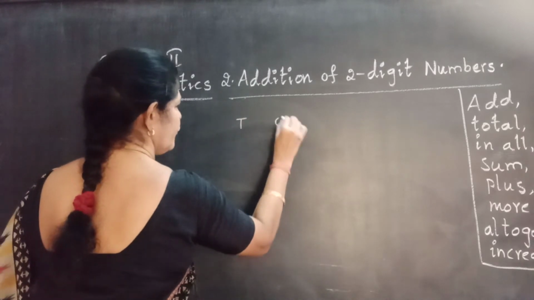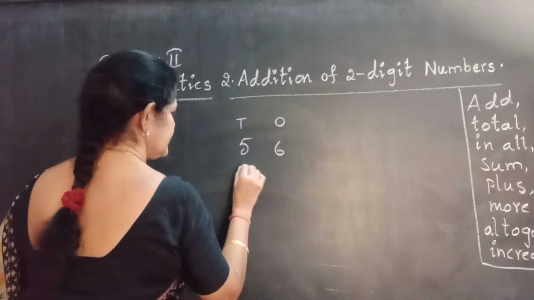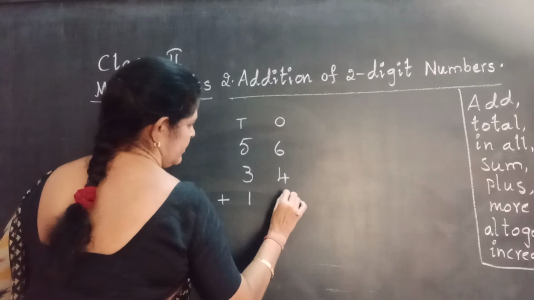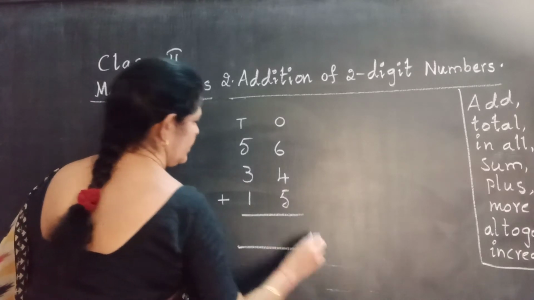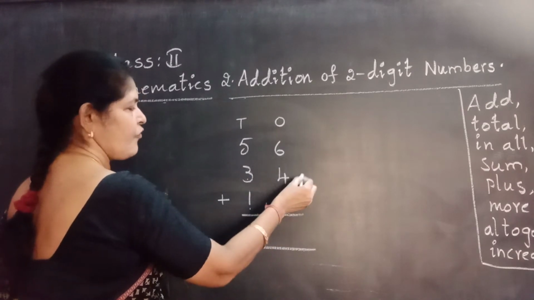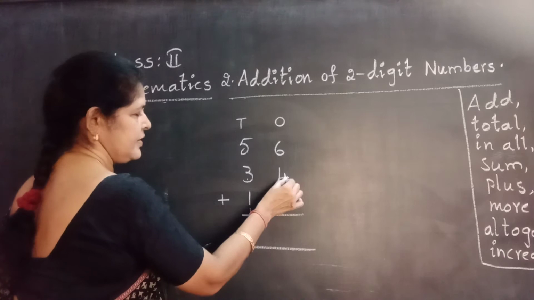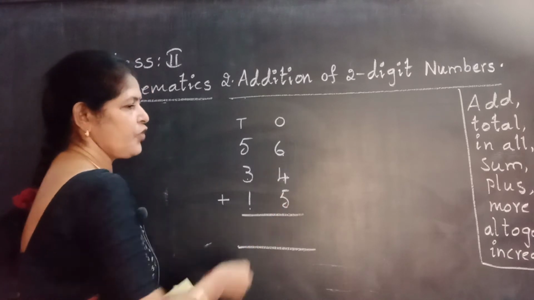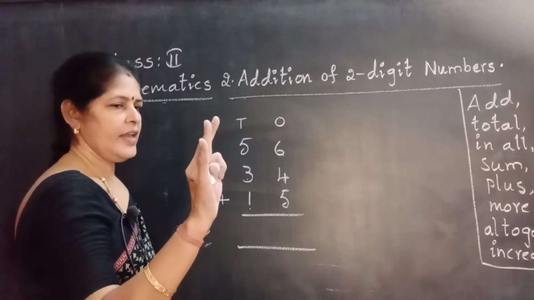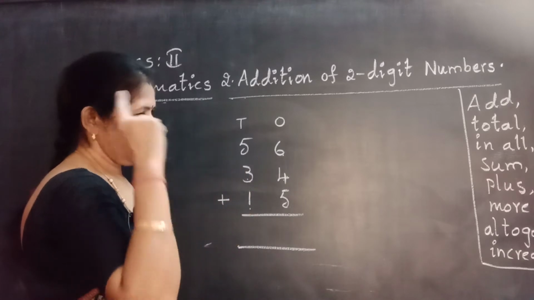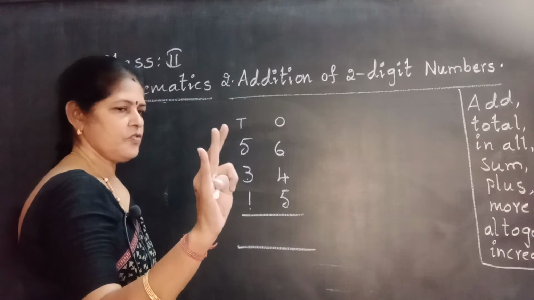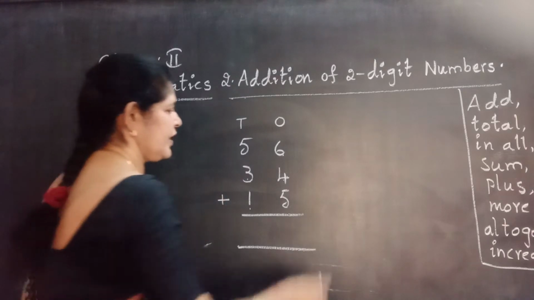Tens place, ones place. 56, 34 plus 15. 56 plus 34 plus 15. Start from ones. First adding these two numbers. Then go to third number. 6 plus 4. Take 6 fingers. 4 after 5, 6, 7, 8, 9, 10. 10 in the mind. Take 5 fingers. 10 after 11, 12, 13, 14, 15.